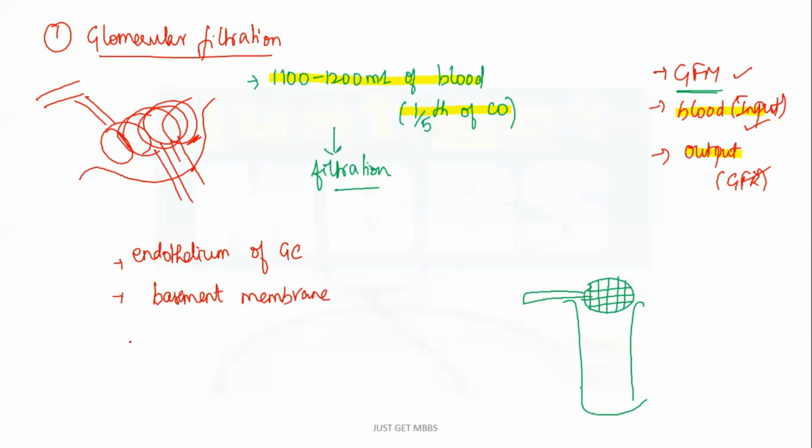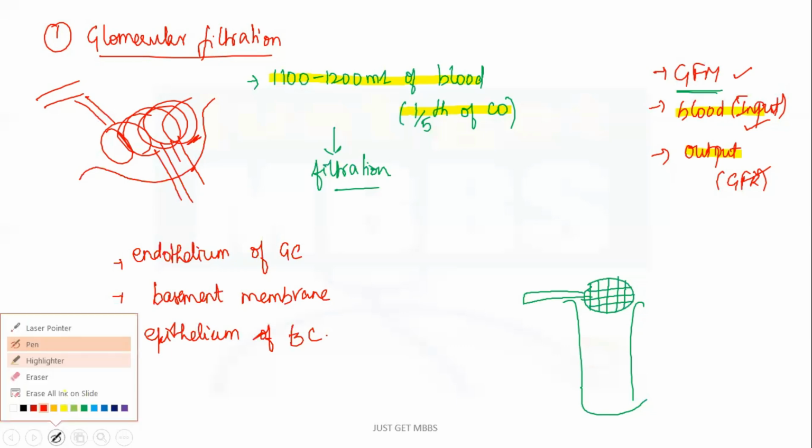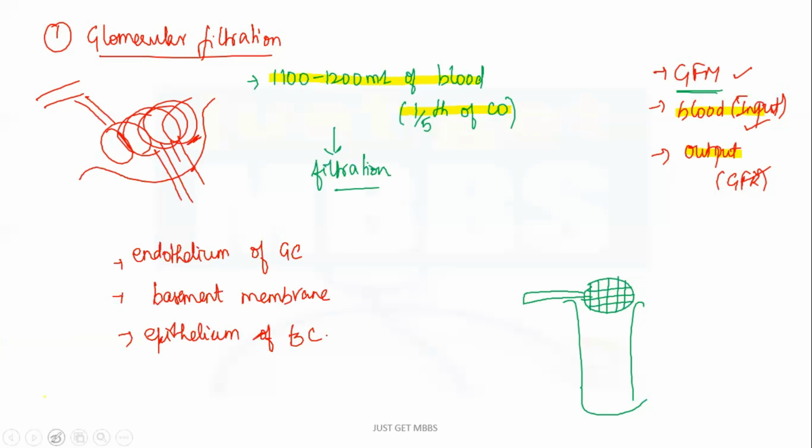And the last layer is the epithelium of Bowman's capsule. So three layers with respect to the glomerular filtration membrane. They are the endothelium of your glomerular capillaries, the basement membrane in between them, and the epithelium of Bowman's capsule.